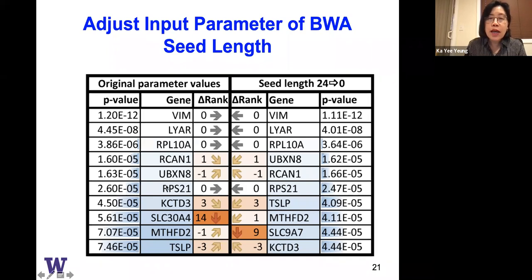So here, we are looking at changing one particular input parameter in the BWA step. The input parameter is the seed length. A seed is a short sequence, so you can think about it as a short character string. Typically, many alignment tools find these seed matches on the reference to speed up the work.